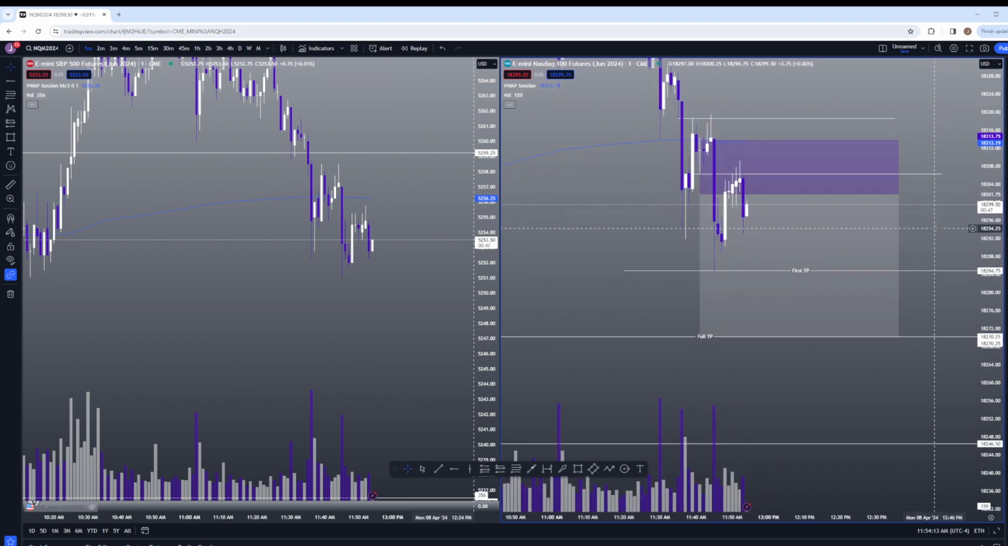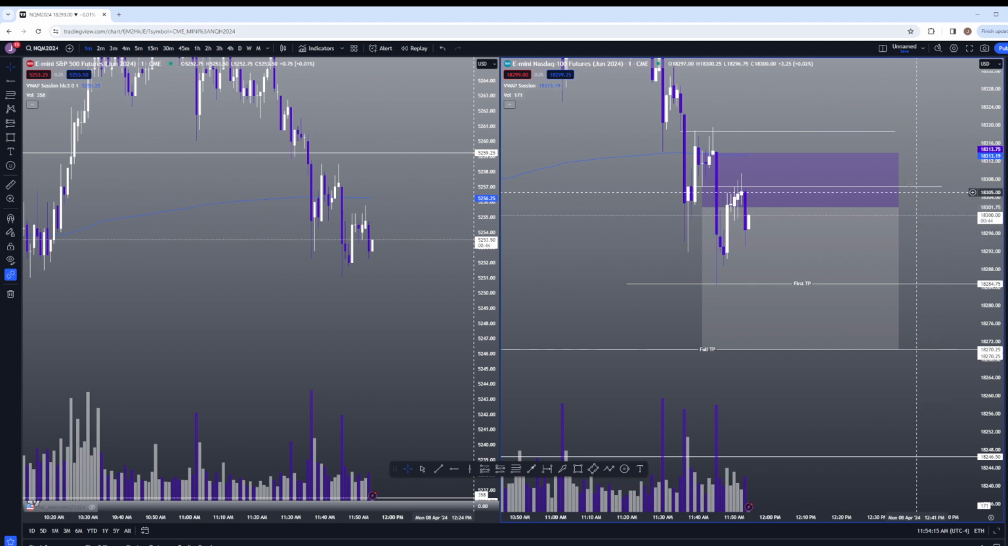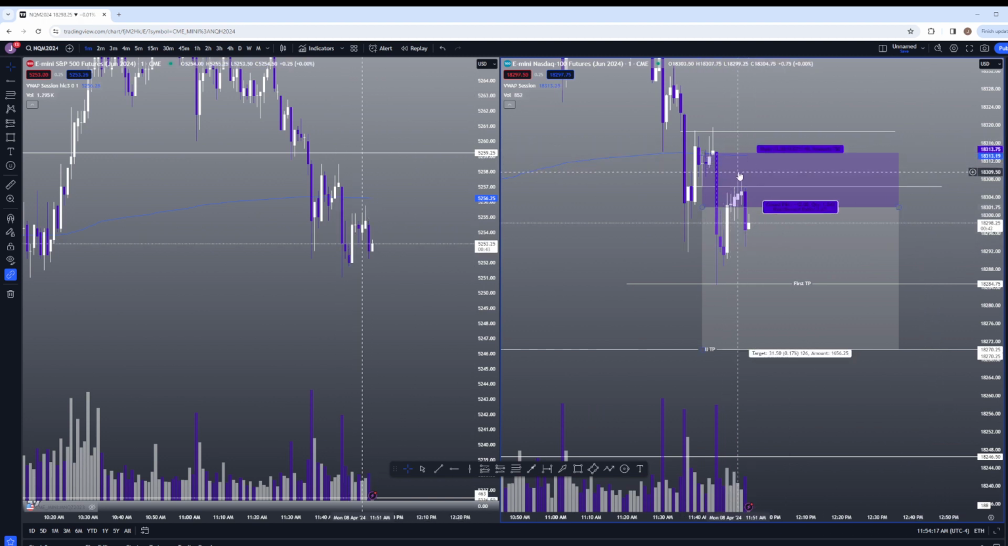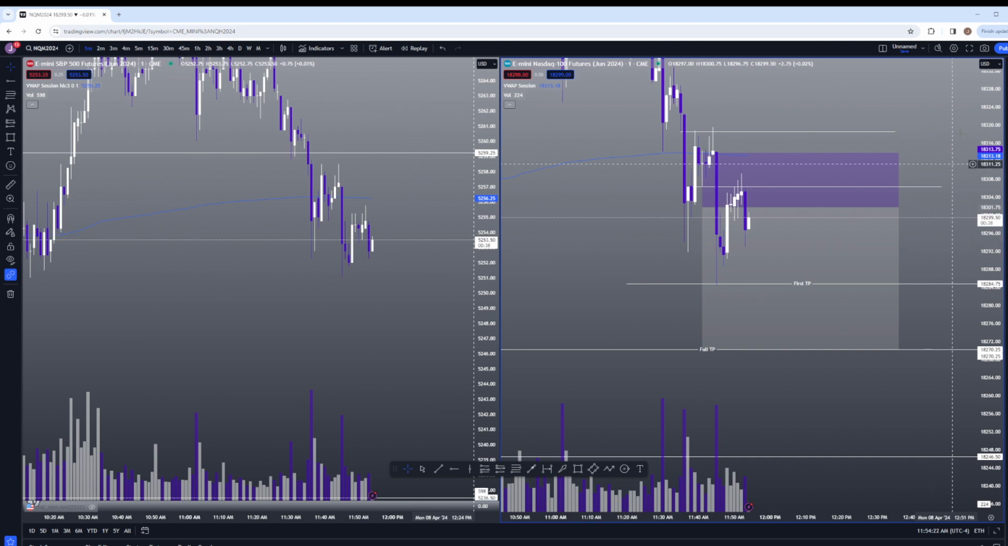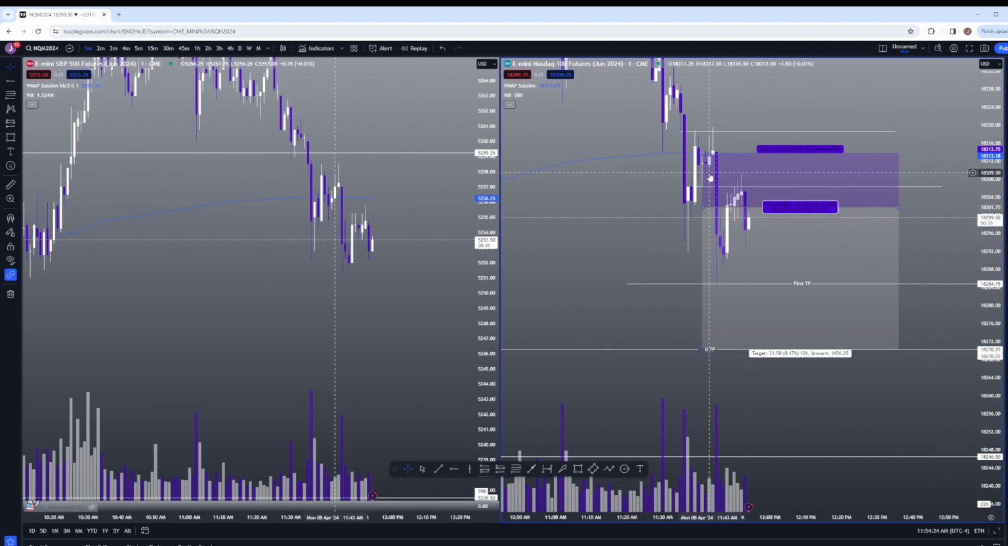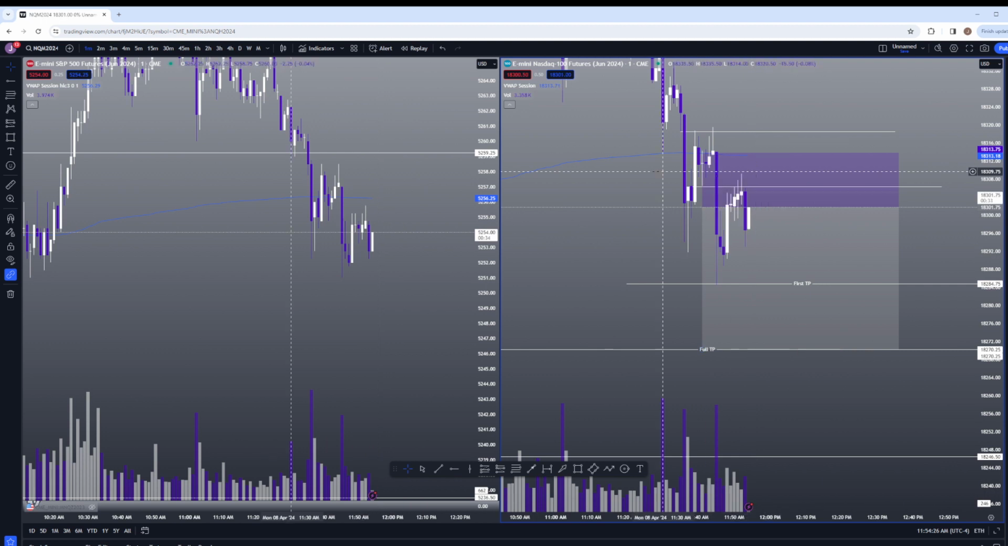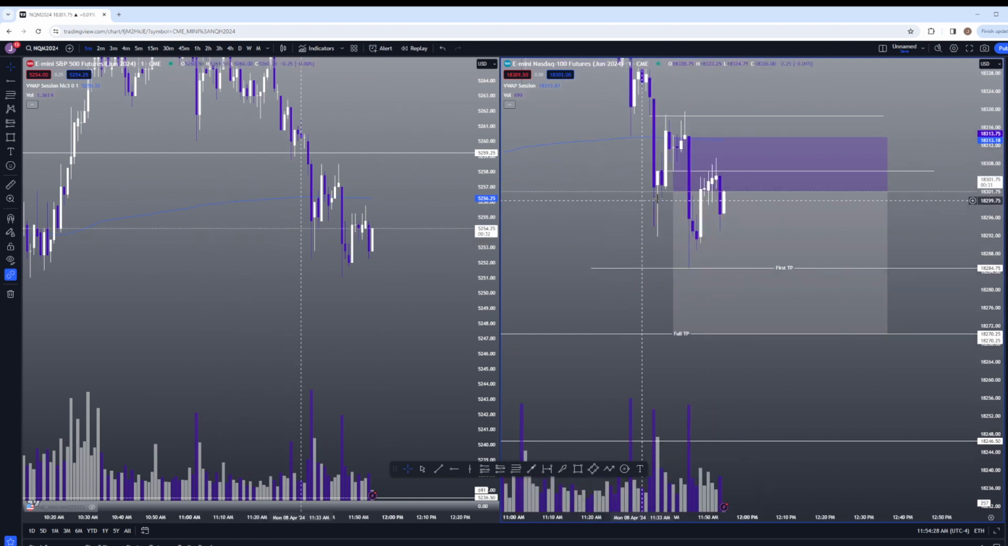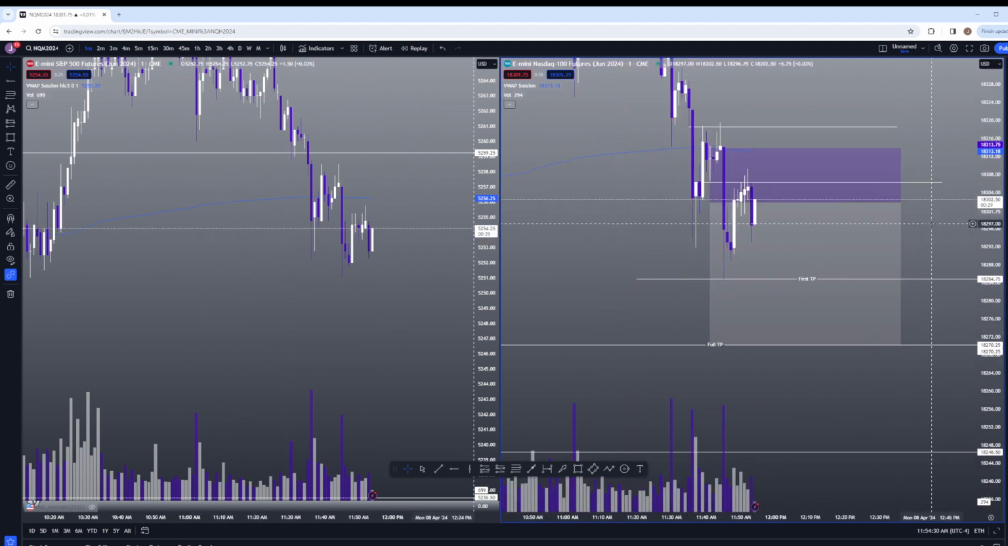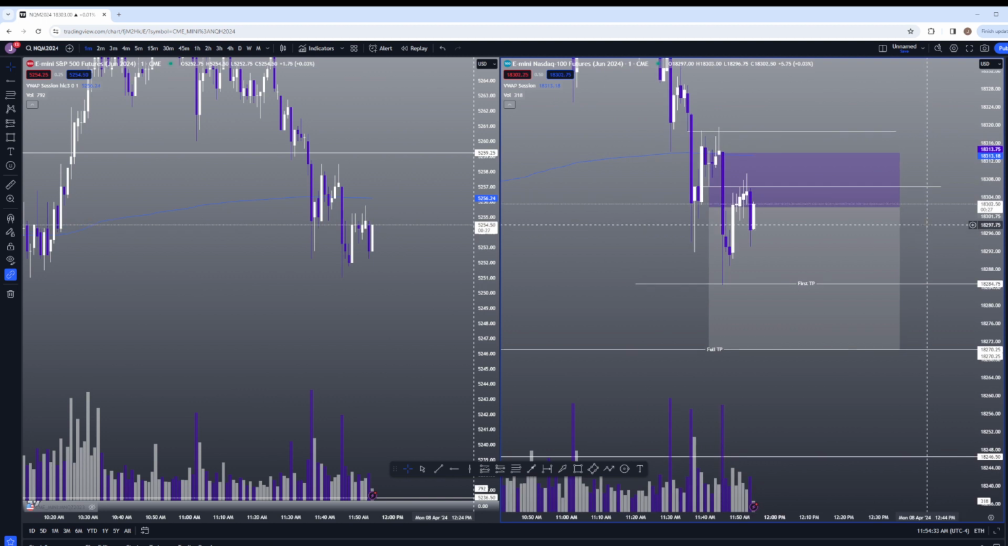Alright, I like the setup. Now it's just if we get the follow through. You could also move your stop down to this high if you want to lower your risk at this point. You're not going to give yourself very much room, but you could do that. That's an option.